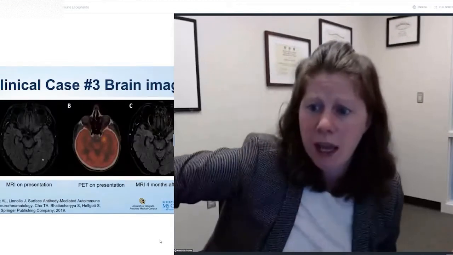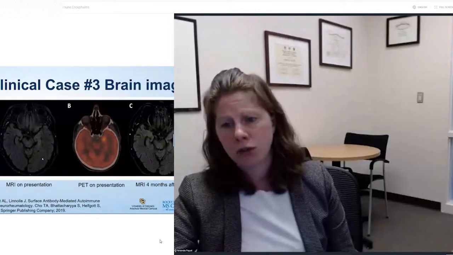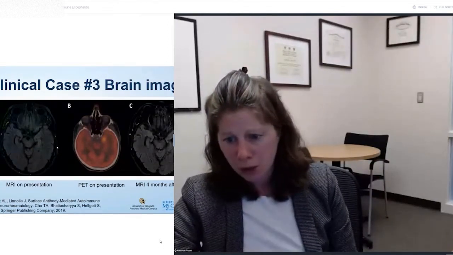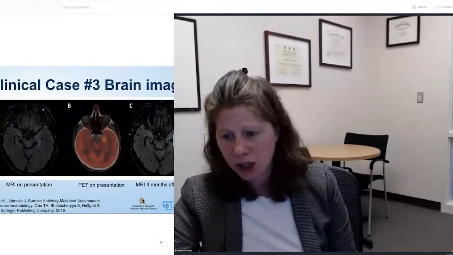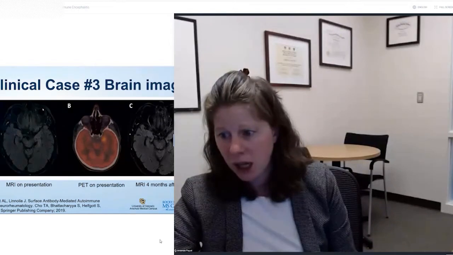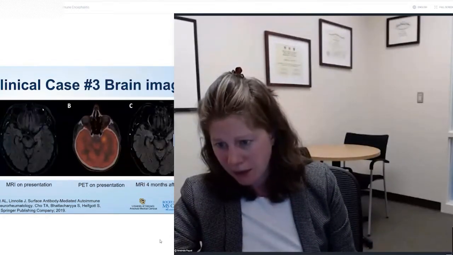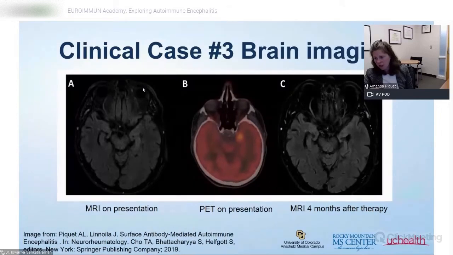Here in this figure is this patient's brain imaging. Panel A shows the MRI on presentation. Here we see some T2 or FLAIR changes in the left temporal lobe. It's a little abnormal on the right, but the left is clearly with increased signal. There is also what looks like left-sided swelling, as there is asymmetry in those hippocampi.